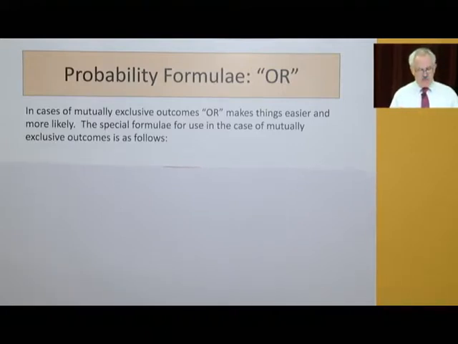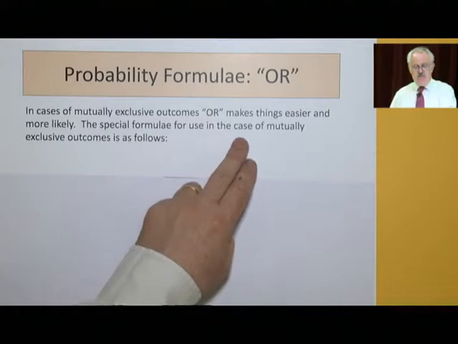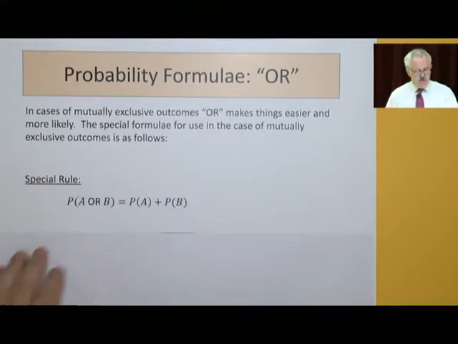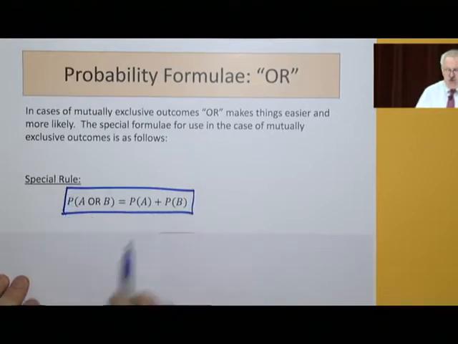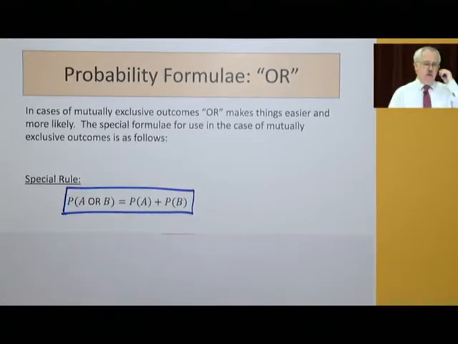Higher probability. The special formula for use in this case is as follows: P(A or B) is P(A) plus P(B). It's called a special rule because it doesn't apply all the time. It only applies if the things are mutually exclusive. You can't use it when they're not mutually exclusive.